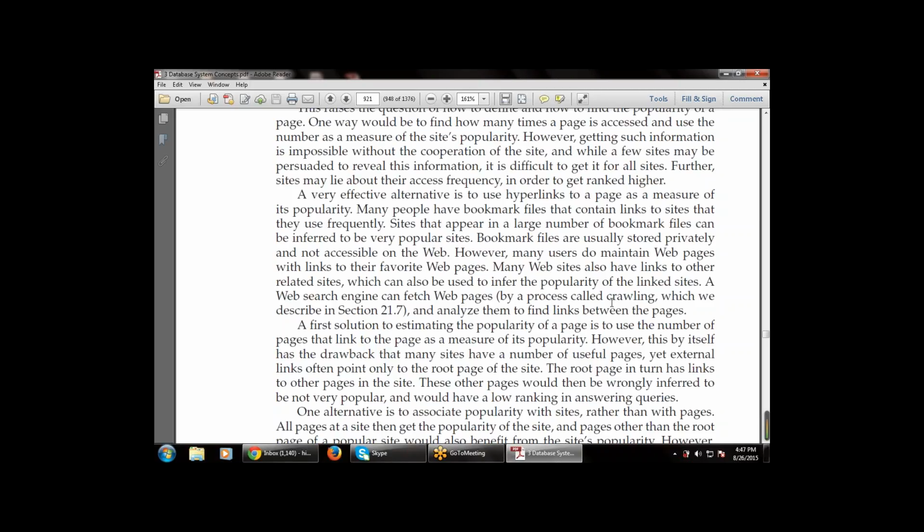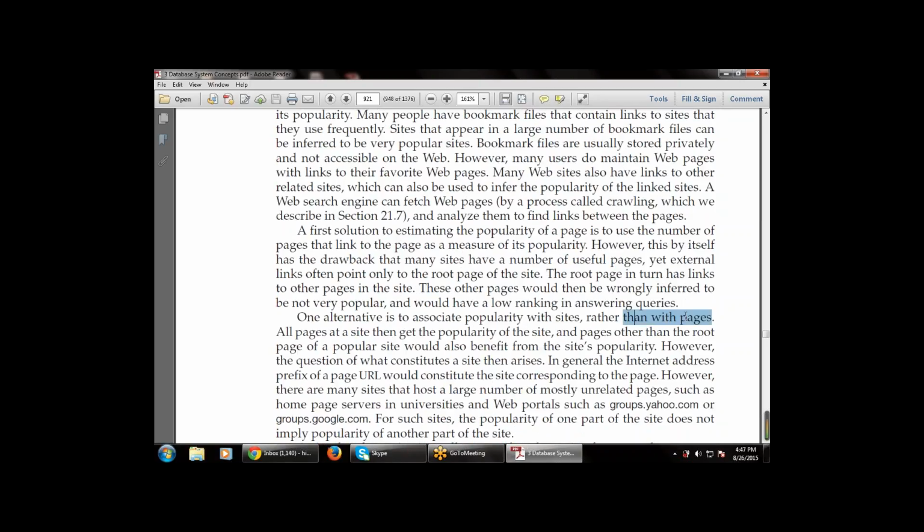Now, one alternative is to associate the popularity with the sites rather than with the pages. So use the popularity terms with the site, not with the pages. All the pages at a site then get the popularity of the site, and pages other than the root page of a popular site would also benefit from the site's popularity. However, the question of what constitutes a site then arises. What is the main criterion for constituting a site?